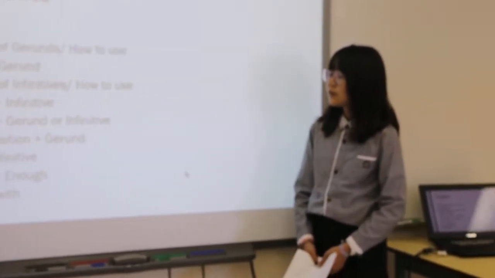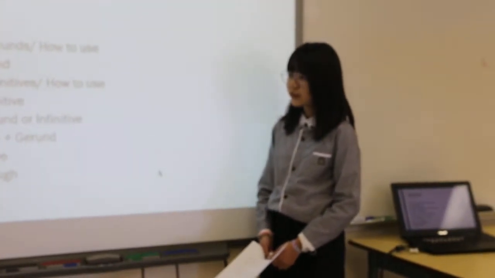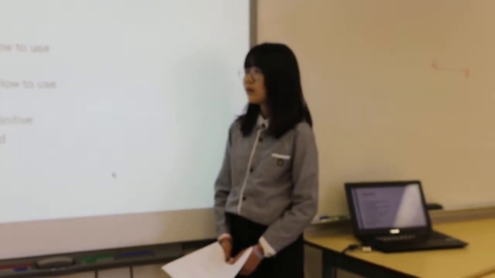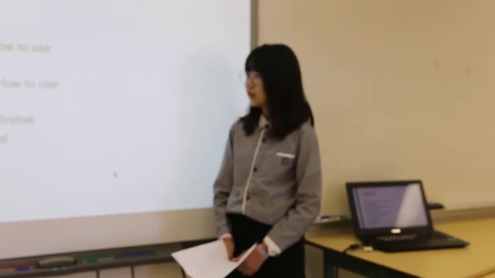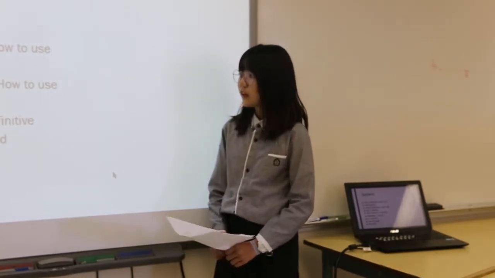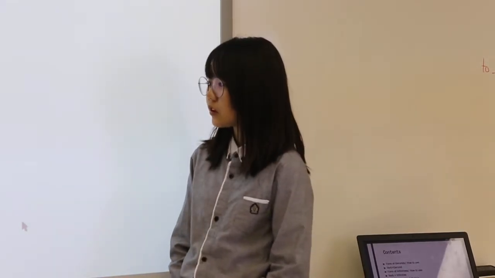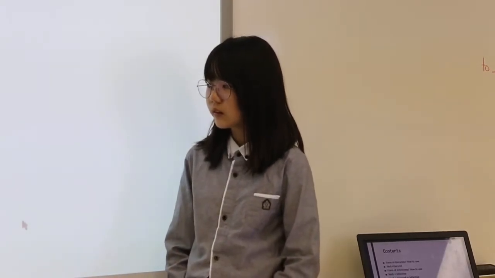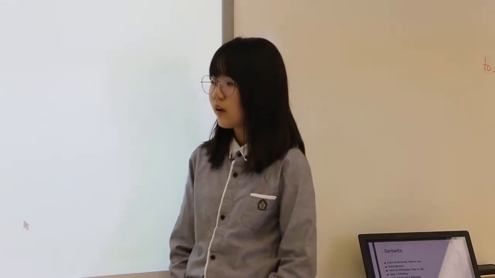Contents. First of all, we are going to explain the form of gerund and how to use it. Then we are going to explain the verb plus gerund. Then the form of infinitive and how to use it. Next, verb plus infinitive. Then verb plus gerund or infinitive, preposition plus gerund, if plus infinitive, to or enough, and but and with.